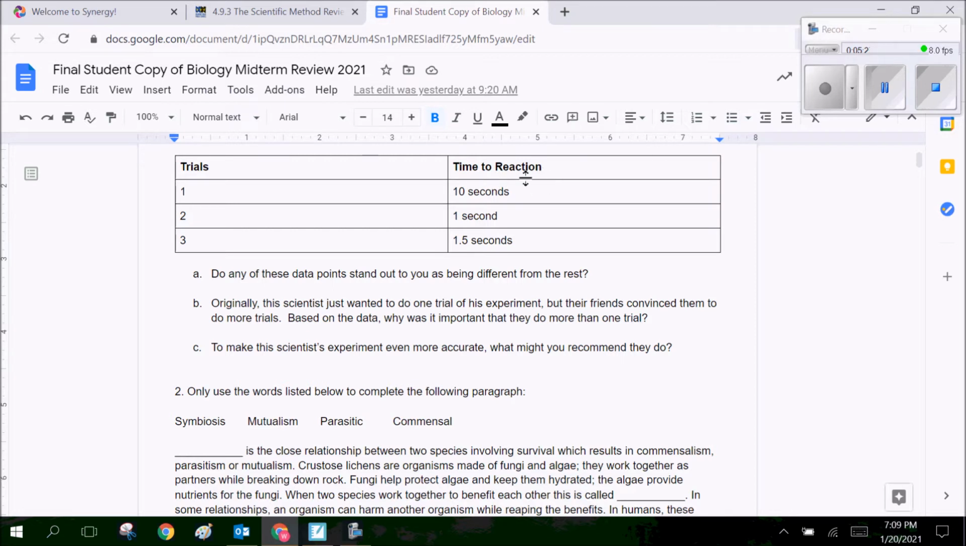So if he'd just gone off the first trial, he would have bad information because he would think that this was how long it took. So it's really good to do more trials to make sure you have an accurate idea what's happening. To make the scientist's experiment even more accurate, what might you recommend they do? Well, definitely more trials, to make sure that they're more accurate, because who knows, this might go back up again in time. The more trials you have, the more accurate a view that you have.